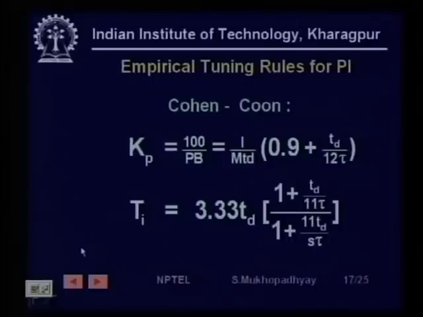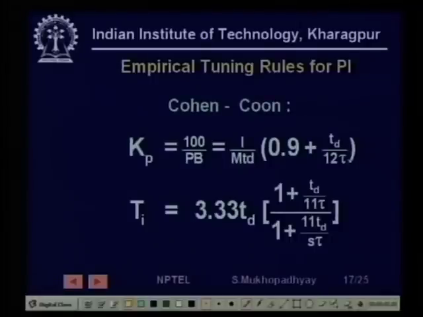For example, we can have another rule which is known as the Cohen and Coon rule, which looks like this. You see that they are actually fairly close. The only thing is that Ziegler and Nichols said that Kp should be this much. Now, Cohen and Coon are actually adding another term.